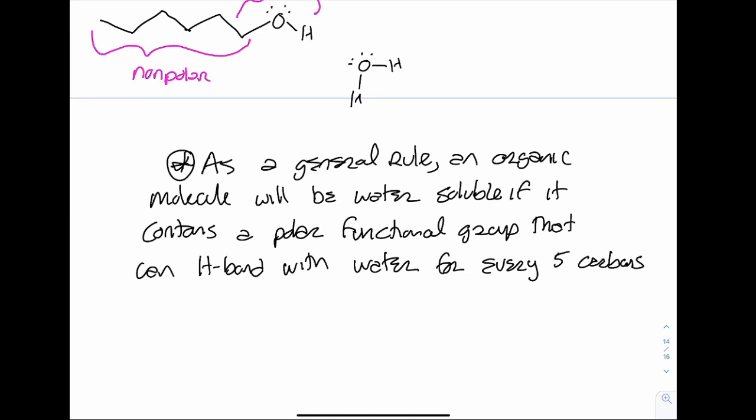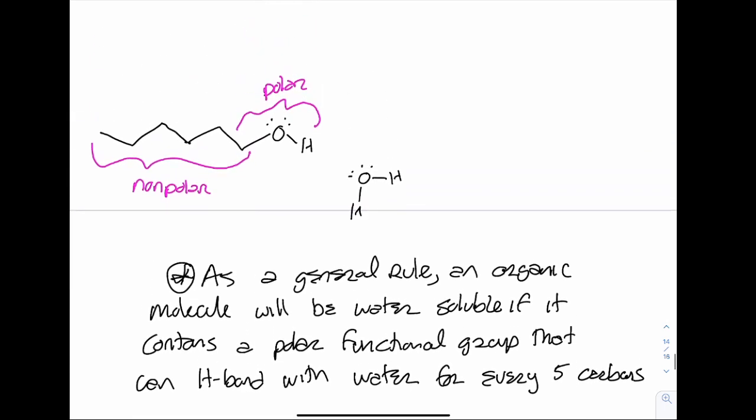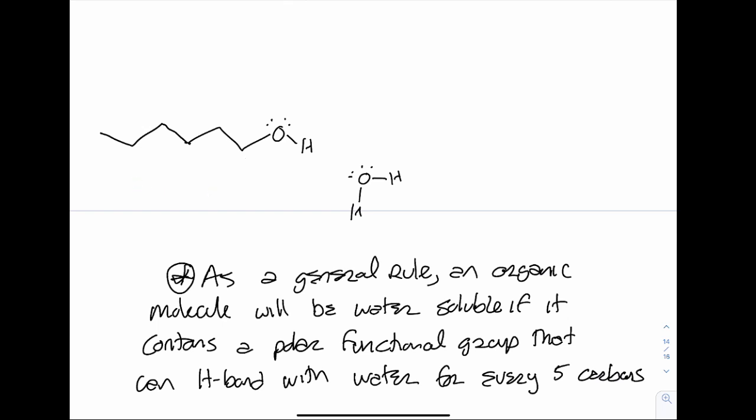So if you have one group that can hydrogen bond with water, and then you have more than 5 carbons, it's not going to be water soluble. If you have a functional group that can hydrogen bond with water, and then you have 5 or less carbons, it can dissolve in water. So if we go back and look at this one, and then I'm going to draw the original one that I drew.